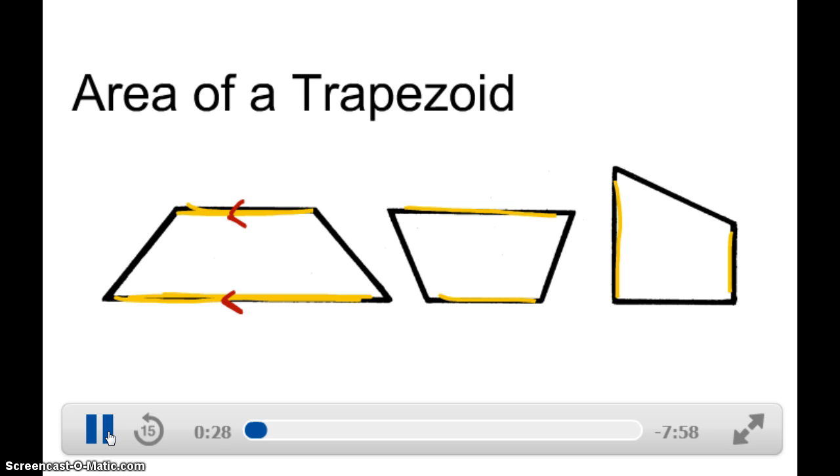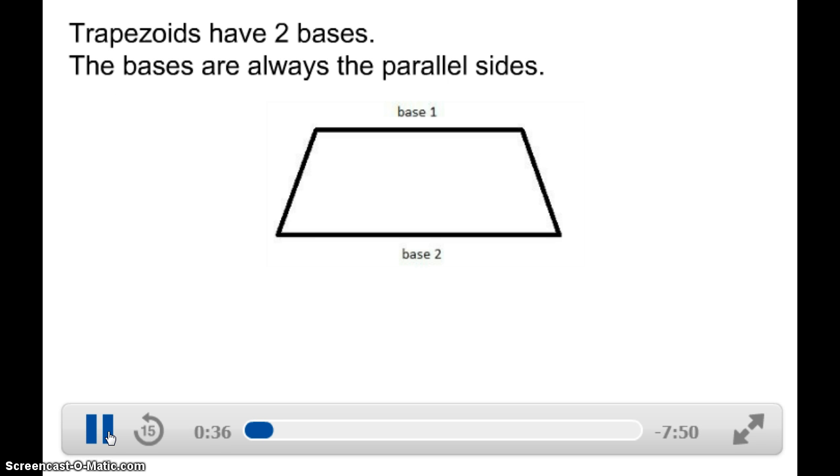And remember, the symbol for parallel looks like this. Kind of those little arrows. So each of these figures, these quadrilaterals, have one set of parallel sides, so they are trapezoids.